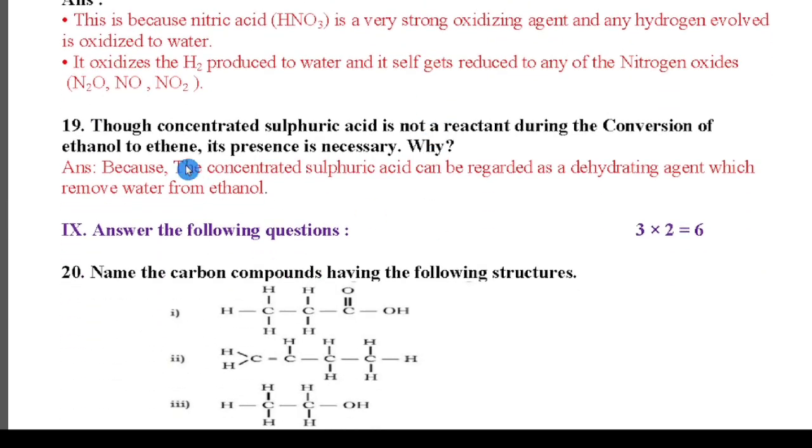19th question. Though concentrated sulfuric acid is not a reactant during the conversion of ethanol to ethene, its presence is necessary. Why? Because the concentrated sulfuric acid can be regarded as a dehydrating agent which removes water from the ethanol.